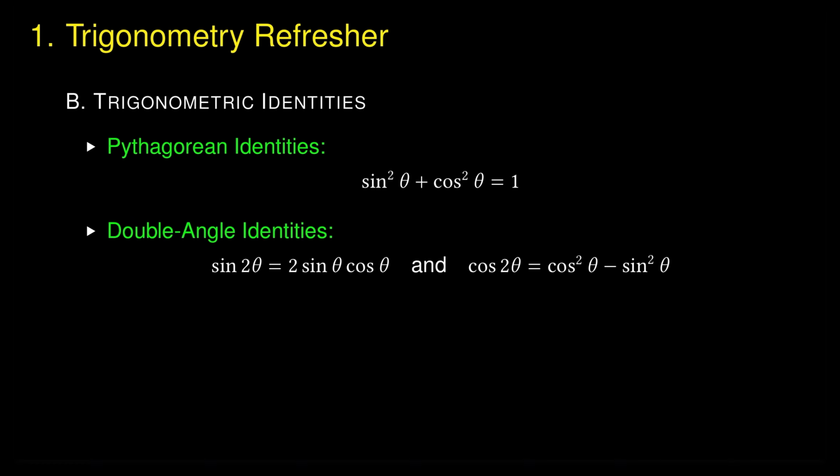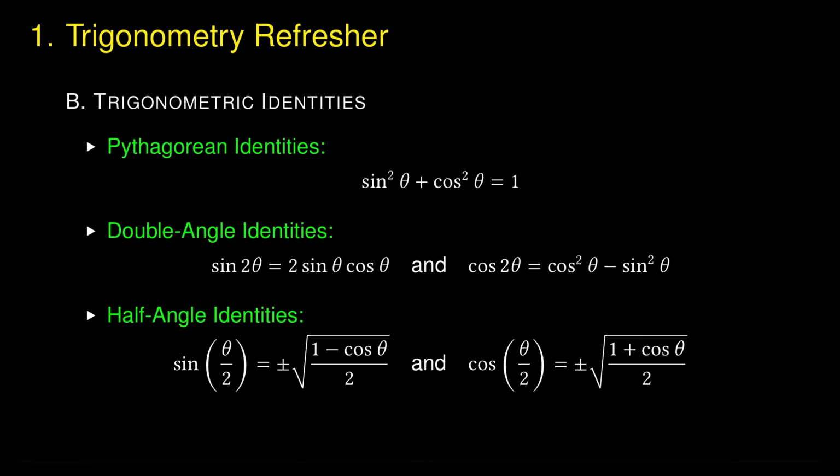Next is the double angle identities. There are, I think, 6, if I'm not mistaken, or maybe 5 here. But I think you can derive those with just using this formula here. So make sure to memorize this. The first one is sine 2 theta equals 2 sine theta cosine theta. And the next one is cosine 2 theta equals cosine squared theta minus sine squared theta.